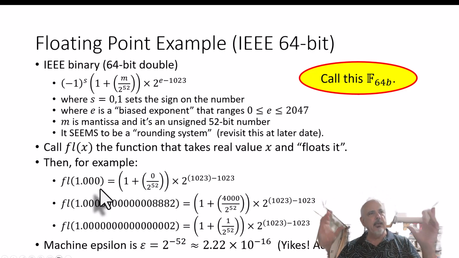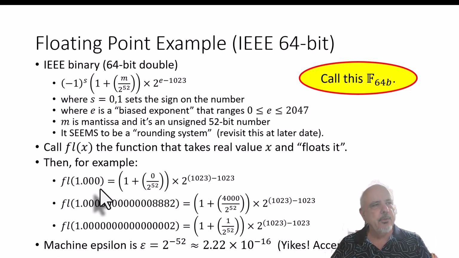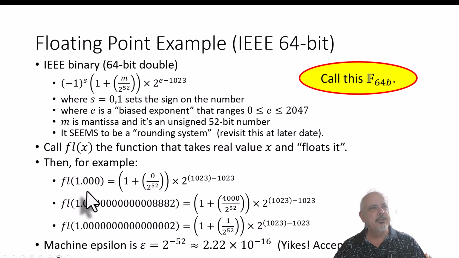So let me look at some examples with you. Just a very simple example: how do I show the floating point value of 1? Well, it's going to have a 0 mantissa, a 0 sign, and the biased exponent E is 1023. Okay, so those are your three pieces.